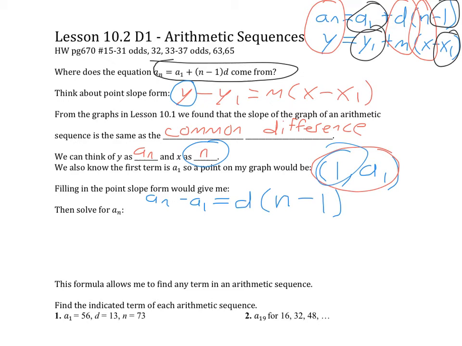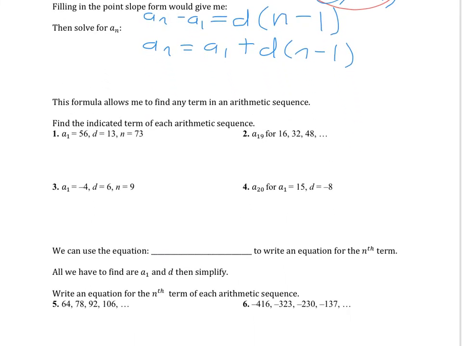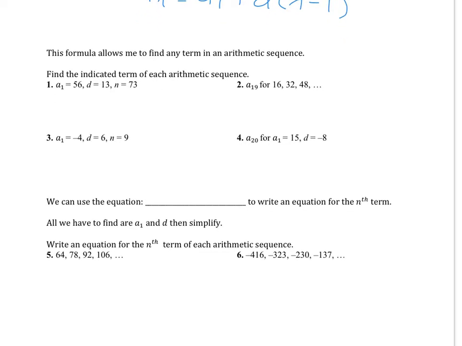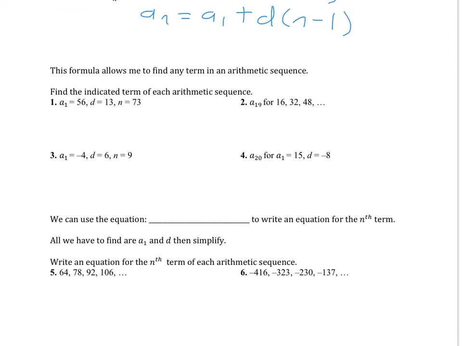And now solving for an, adding a1 to the other side, we have the formula that we were given. Okay, so that's how you derive the arithmetic sequence formula. Alright, so we're going to use this formula quite a bit now.